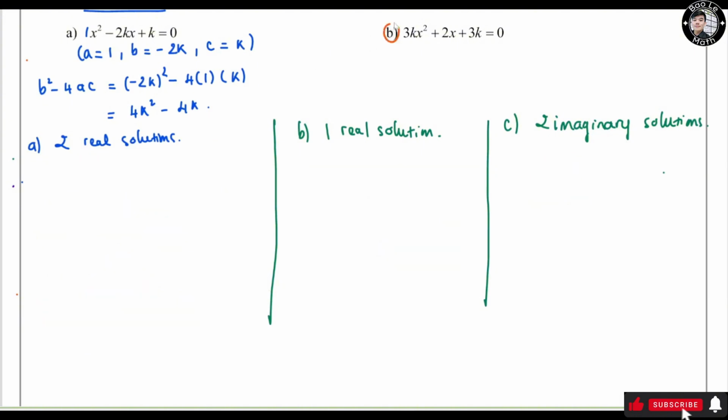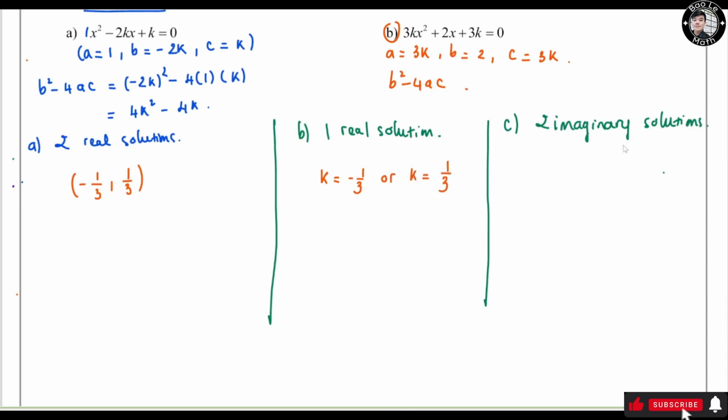Now, question B is similar to question A. We have a equals 3k, b equals 2, and c equals 3k. Then we're going to calculate b squared minus 4ac. And I'm going to leave this one for you to practice. I'm going to give you the answer. For the first case, two real solutions, k must be between negative 1 over 3 and 1 over 3. One real solution, k equals negative 1 over 3, or k equals 1 over 3.